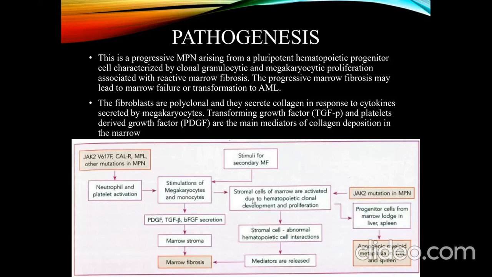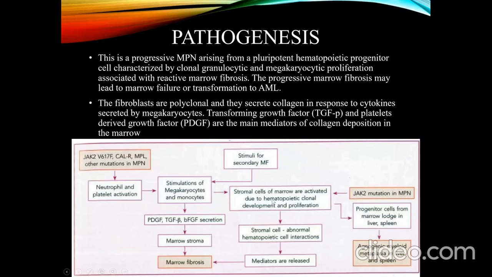As we can see here in this flowchart, the JAK2V617F, CALR, and MPL and other mutations lead to neutrophil and platelet activation. This leads to stimulation of megakaryocytes and monocytes. Another thing that leads to the stimulation is stimuli for secondary myelofibrosis. All of this leads to PDGF, TGF-beta, and BFGF secretion. This leads to increased marrow stroma and therefore marrow fibrosis.